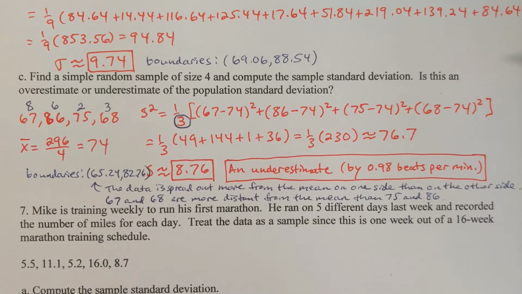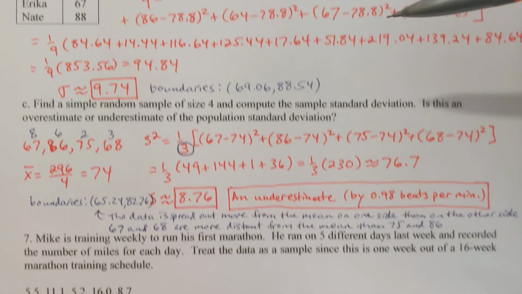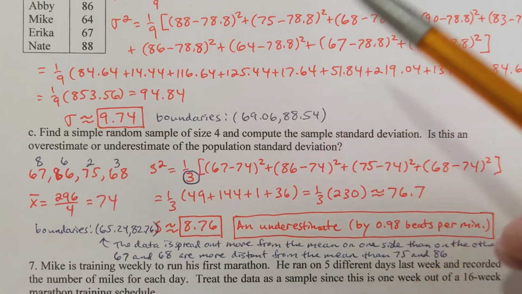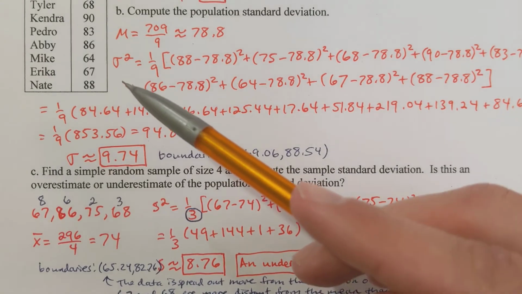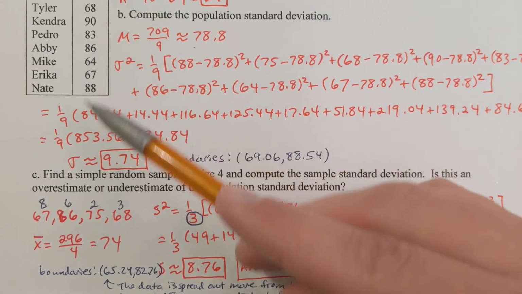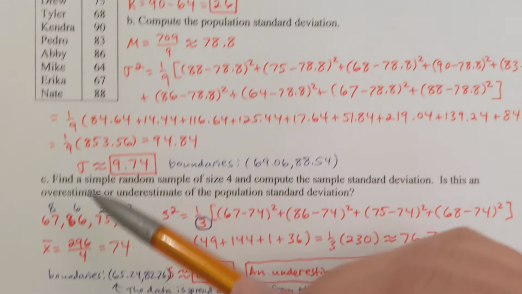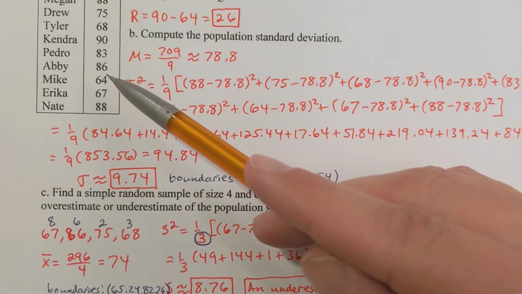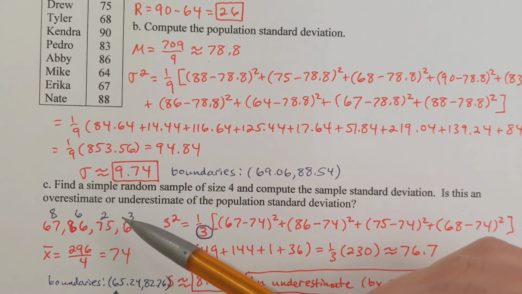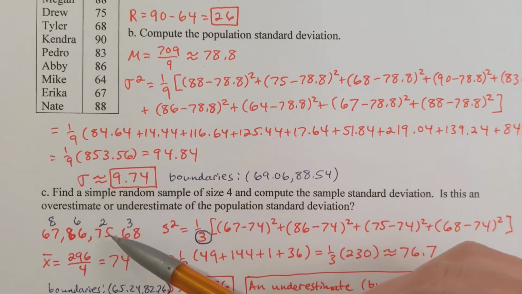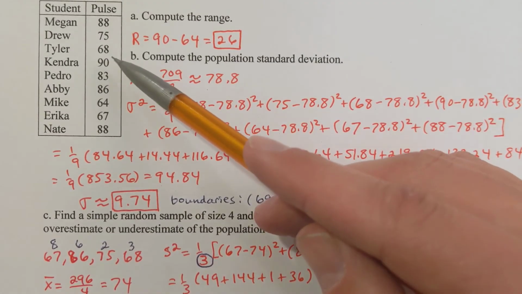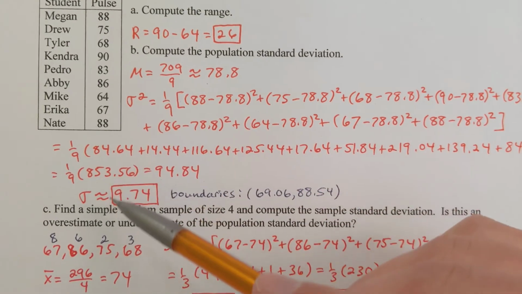To have this be random, suppose I use my random number generator in the calculator and generate 4 numbers randomly. So I go to randInt, enter 1, 9, hit enter, and the first number that comes up is 8. So the 8th number would be Erica, that'd be the first pulse rate I'd use. Suppose I hit enter again, the number 6 comes up, so Abby's would be the next one. I hit enter again, the number 2 comes up, Drew's would be the third one. I hit enter again, and the number 3 comes up, so Tyler's would be the last one.